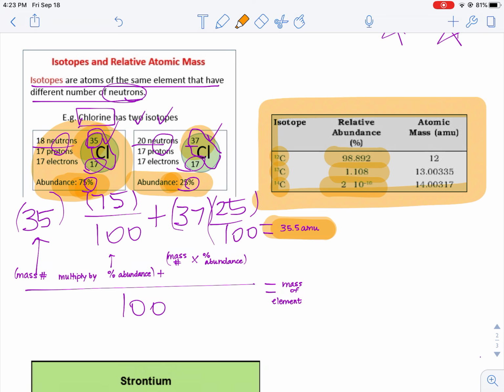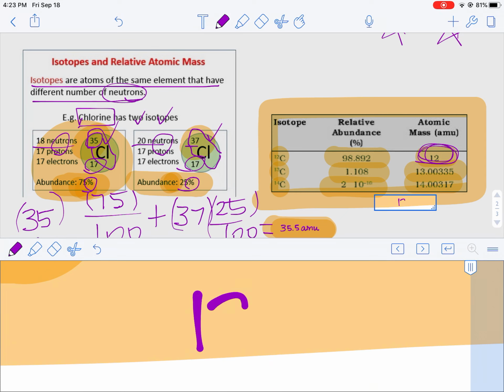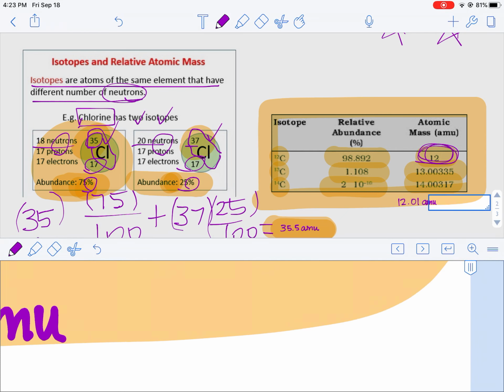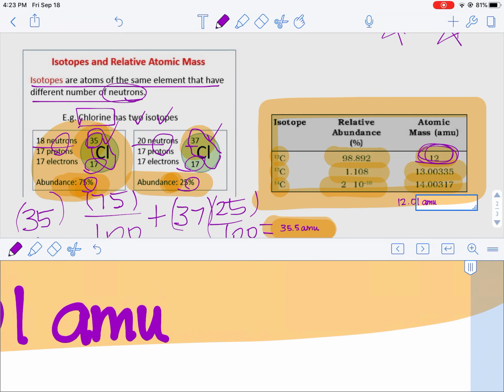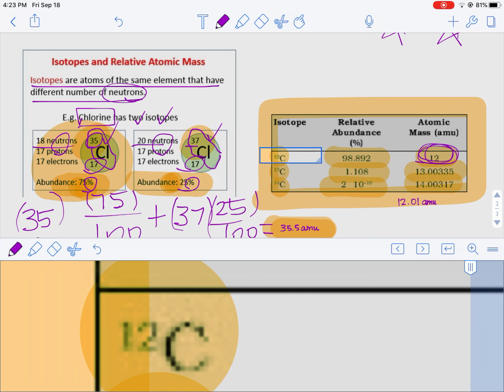So when you take all of that into account, just logically, which of these masses should our average come closest to? You're gosh darn right. Our average should come out to 12. And if you take the time to do the math, we should come up with the number 12.01 AMU. And that's really close to 12 because almost 100% of the time the carbon-12 isotope is the one that's going to exist.